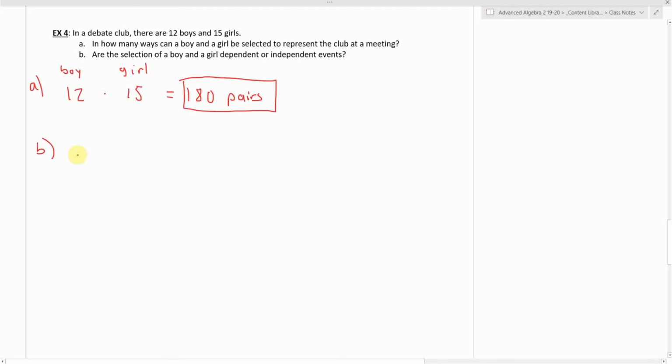So once I pick the boy, has that changed anything about the girl that I might pick? That is to say, does having picked a boy change the probability of any particular girl getting picked? And the answer would be no, right? I pick a boy from a totally separate group from which I pick the girl, and so picking one of the boys out does not have any impact on the group of girls, so this would be an example of independent events, right? Once I've picked the boy, it doesn't change anything about the probabilities of picking the girl. Okay, so these would be independent events.